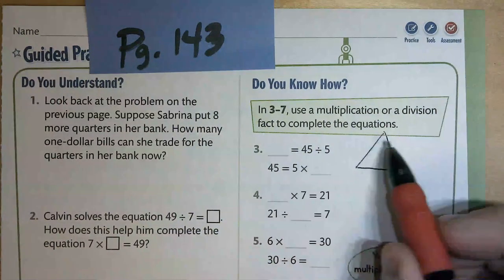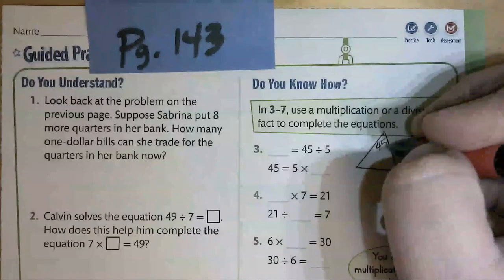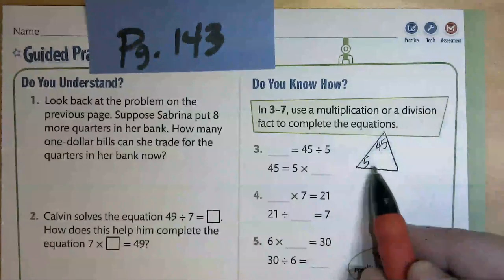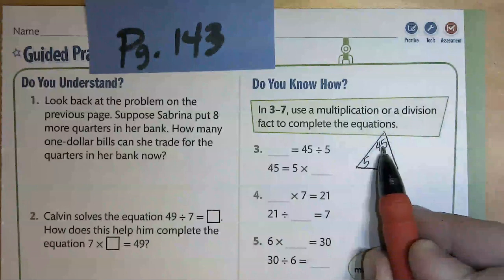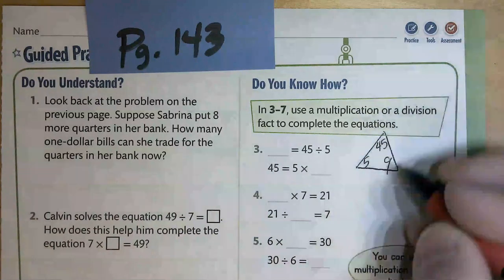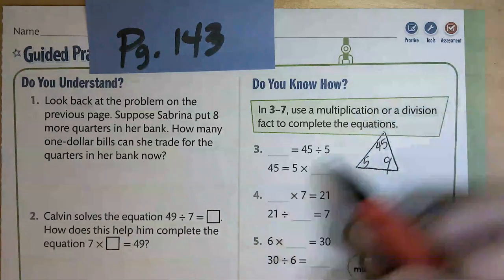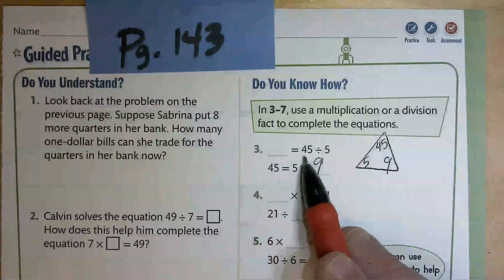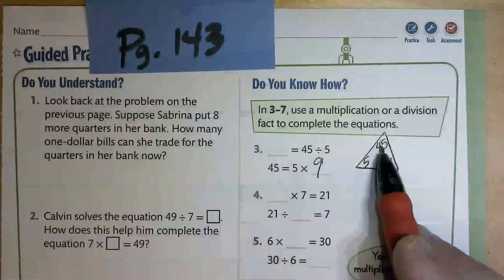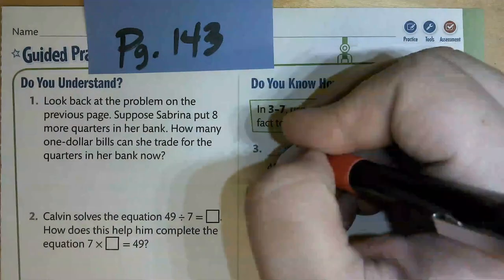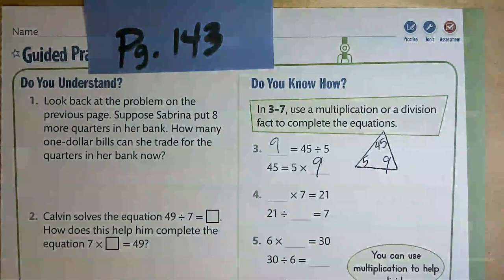I'm going to start with my largest number up on top. So that's 45. All right, my 5 will be on the side, and now I can say 5 times what will get me to 45? Well, I know that fact. 5 times 9 is 45, right? So now if I come back up here, 45 divided by 5 equals 9. All right, so we've got 9 there.